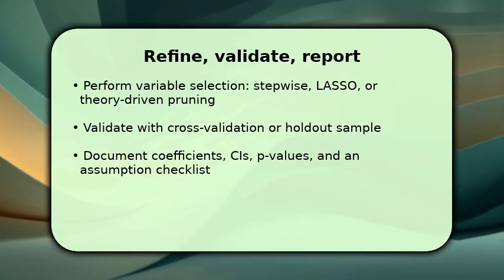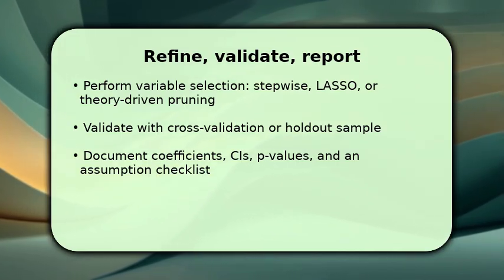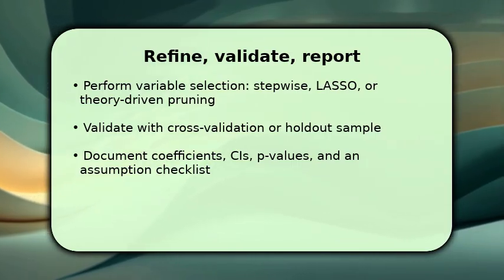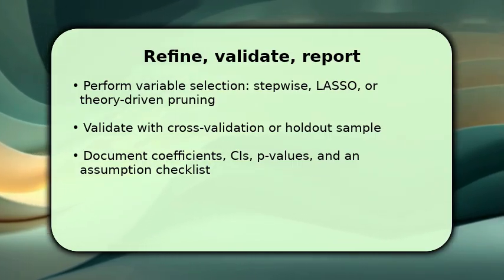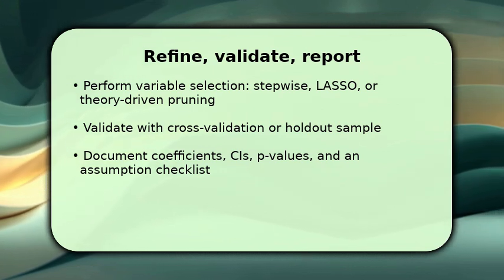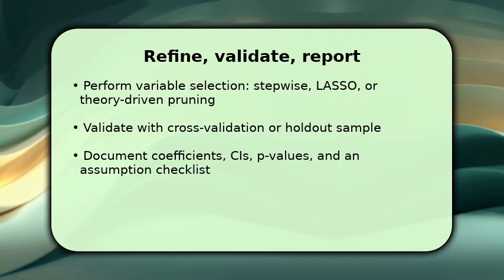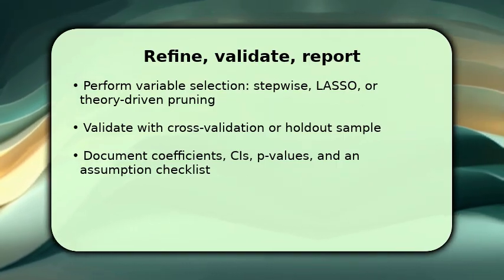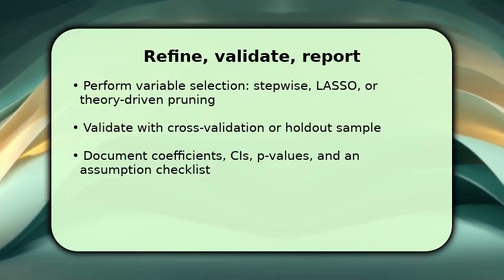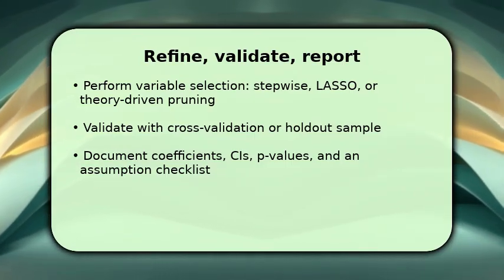Then validate performance using k-fold cross-validation or a holdout set to estimate generalization error. Compare metrics to the training run. Once satisfied, report coefficients with confidence intervals and effect sizes and include an assumption checklist. If results are unstable, check collinearity, increase sample size, or simplify the model as a key troubleshooting step.